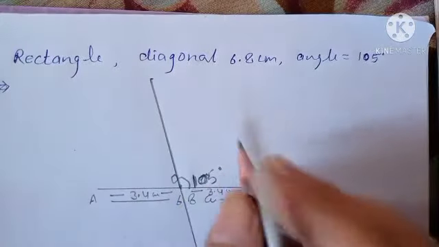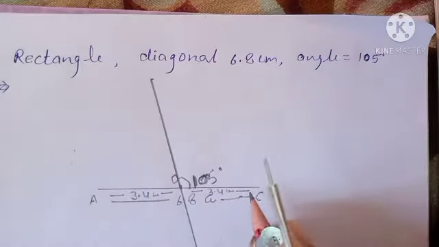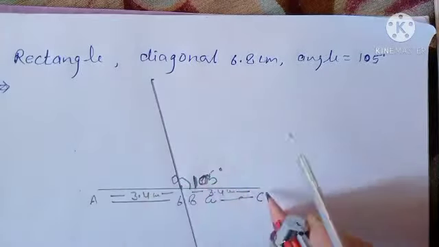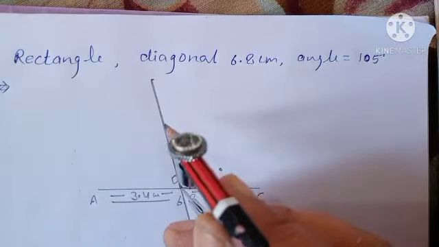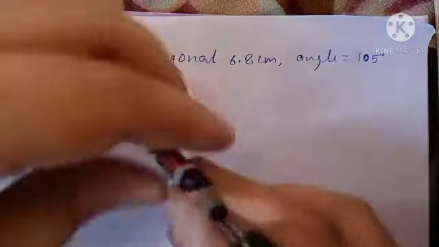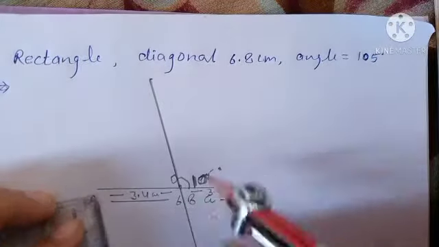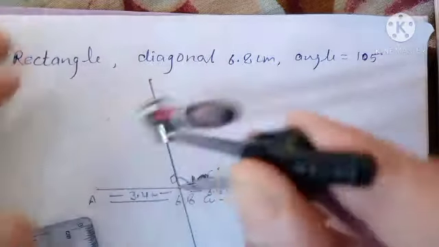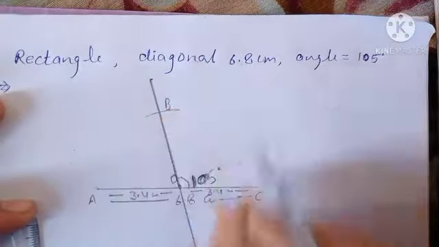So we know very well the diagonals of a rectangle are equal. So this diagonal is 6.8 centimeter long. This diagonal is also 6.8 centimeter long, and diagonals of a rectangle bisect each other. So we will cut off 3.4 centimeter from here. So we will take the radius 3.4 centimeter, equal to this one, 3.4. So we will cut it off at 3.4 and on the other side too. So we will take here 2 points B and here D.